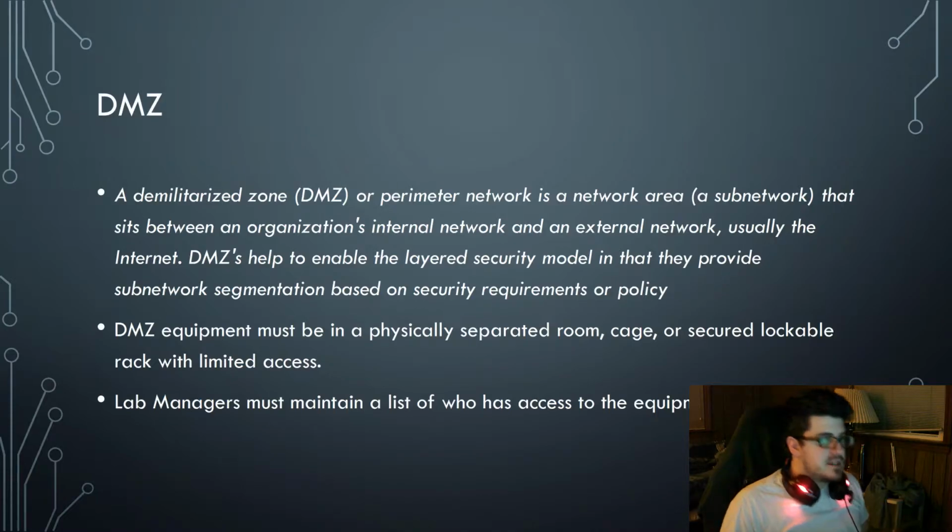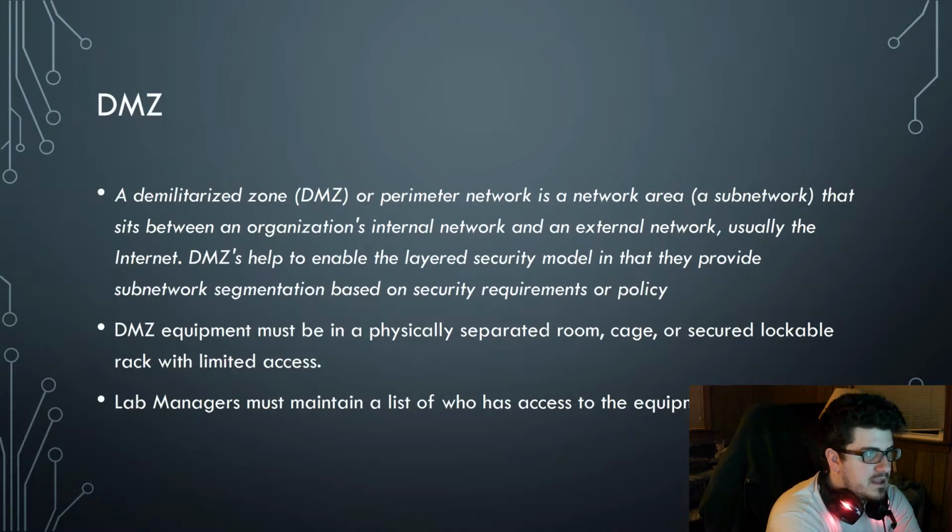The demilitarized zone is a perimeter network. It is a network area, a sub-network, that sits between the organization's internal network and an external network. Usually, the internet is the external network. DMZs help to enable the layered security model in that they provide sub-network segmentation based on security requirements or policy. DMZ equipment must be in a physically separated room, cage, or securely lockable rack with limited access. Lab managers must maintain a list of who has access to the equipment.